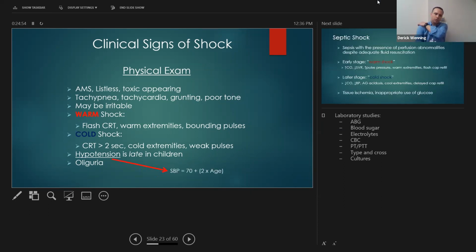How do you diagnose hypotension? So it's 70 plus 2 times the age, or anything less than 60 in a child in the neonatal age group, okay?